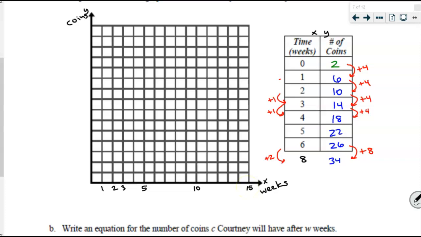Check in with your tables. What are we going to count by on the Y-axis? What is an appropriate scale? Check in with your tables. Ready, set, go. All right, what are your thoughts? Kale. We can count by 4s. What do you guys think about that?